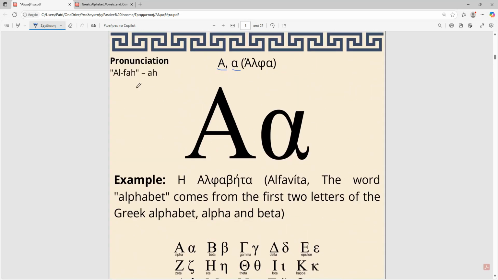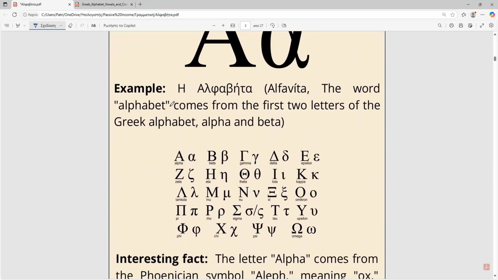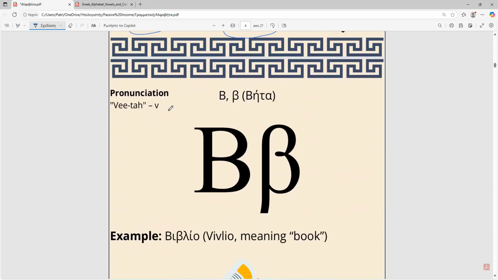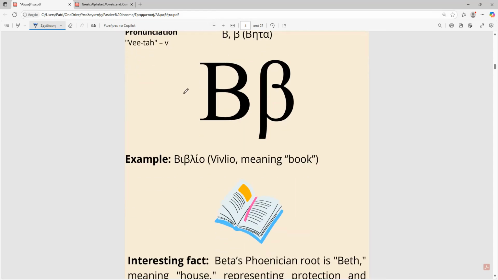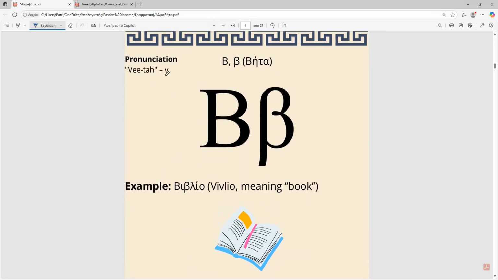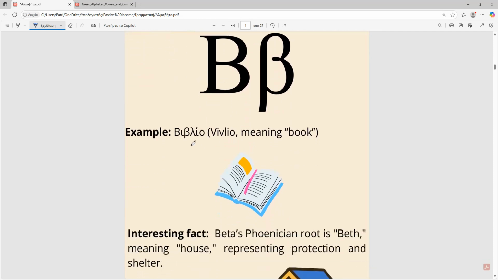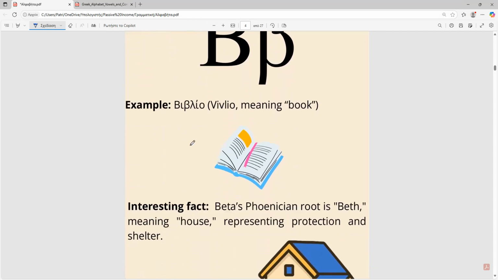So basically this is an alpha, and we pronounce it alpha. Then we have the second letter of the alphabet. This is the vita, it is pronounced vita. And we have a very good example here: viβλio.